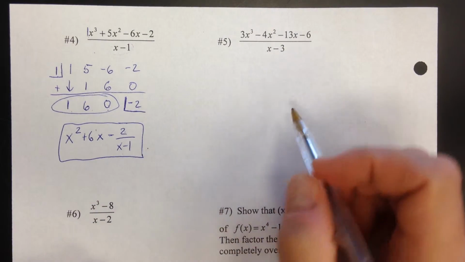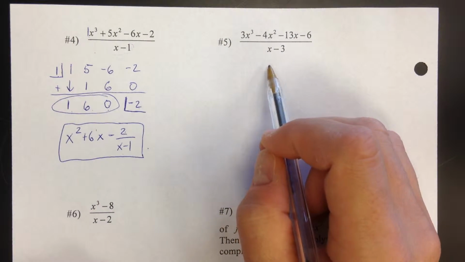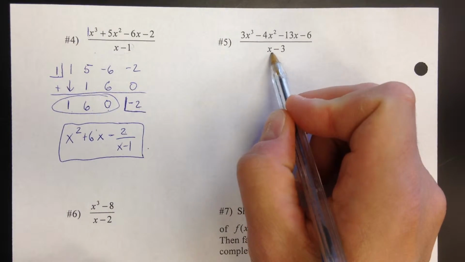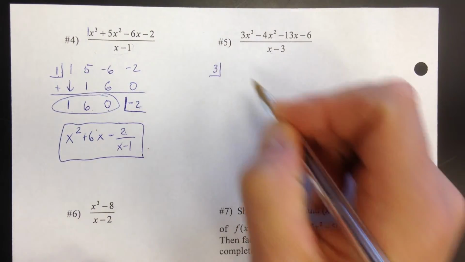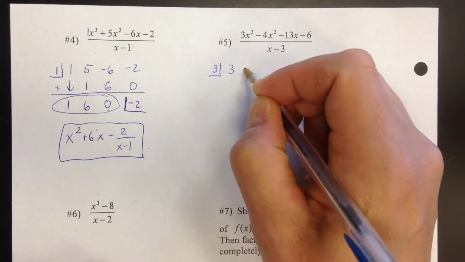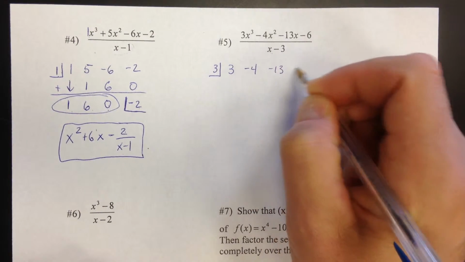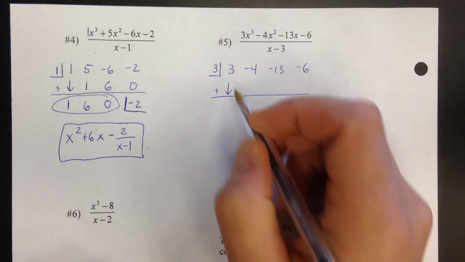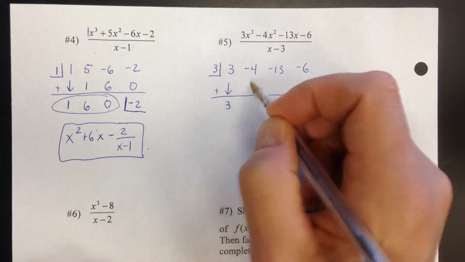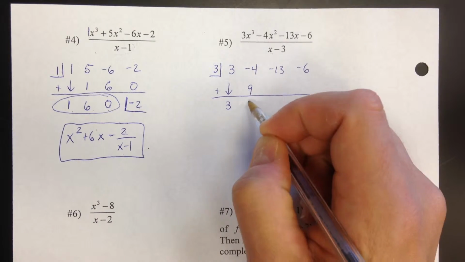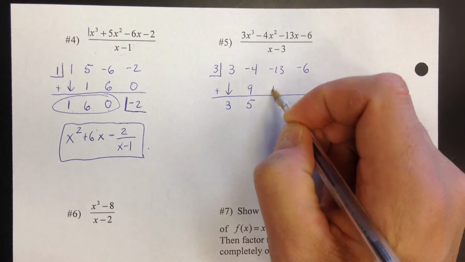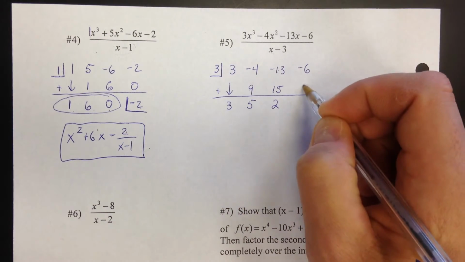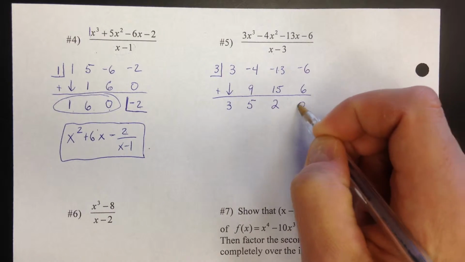Okay, let's do number 5. Go ahead and try this. Pause it, try it, see if you can get the answer, and then come back on and see if we get the same thing. So x minus 3, that means our number is 3. 3x to the third minus 4x squared minus 13x minus 6. Okay, so again the process, 3 comes down, 3 times 3 is 9, negative 4 plus 9 is 5, 5 times 3 is 15, negative 13 plus 15 is 2, 2 times 3 is 6, negative 6 plus 6 is 0.